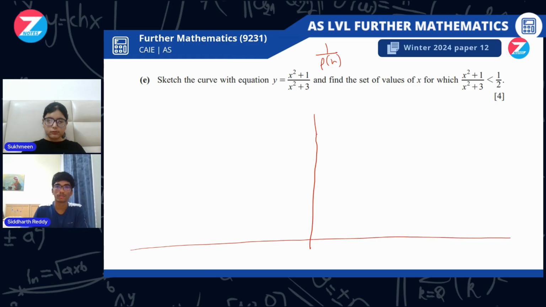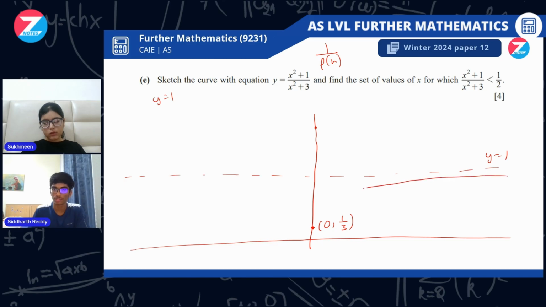So before, the stationary point was 0, comma 3. Now it's going to be 0, comma 1 by 3, because we are taking the inverse. And before this, the asymptote was y is equal to 1. Now it will still be y is equal to 1, because 1 over 1 is just 1. So same thing. So y is equal to 1. So now it just passes through here, and it's almost like an upside down flip. You should probably draw it more symmetrical in the exam, but yeah.